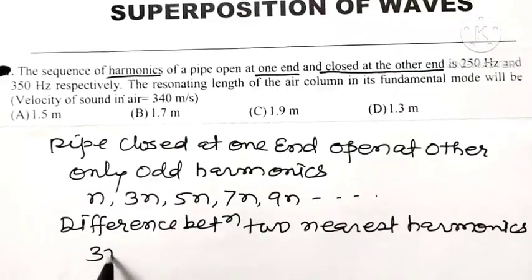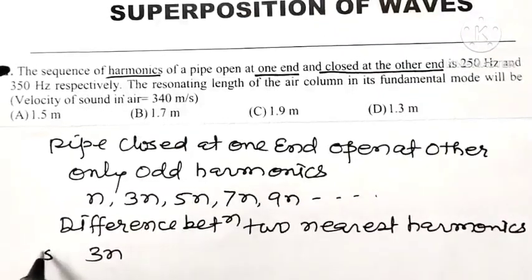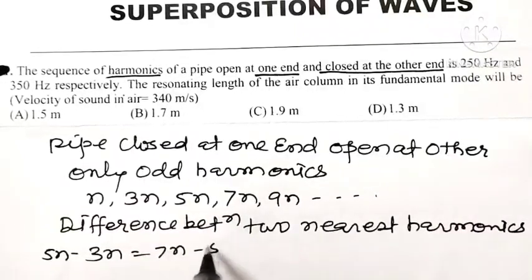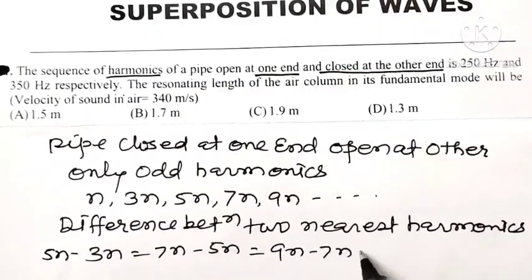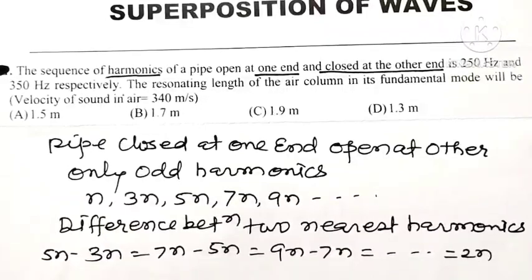See here, it is 5n minus 3n, or 7n minus 5n, or 9n minus 7n. Everywhere that difference is found to be 2n. Now read the question.